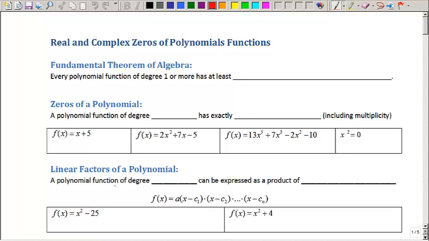The title of this lesson is Real and Complex Zeros of Polynomial Functions. Now we've talked about real and complex zeros of polynomial functions in the past in the section called Higher Order Polynomials and Their Graphs, where we learned how to graph higher order polynomials using their end behavior and x-intercepts.